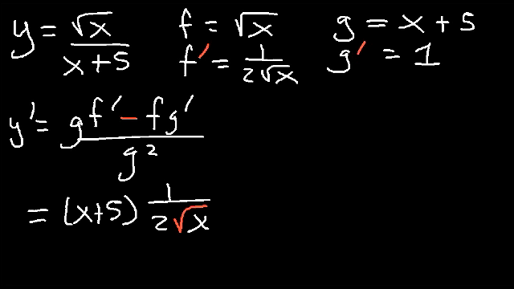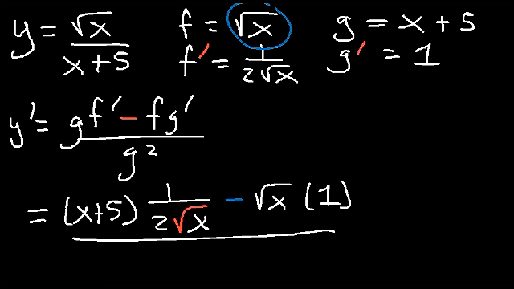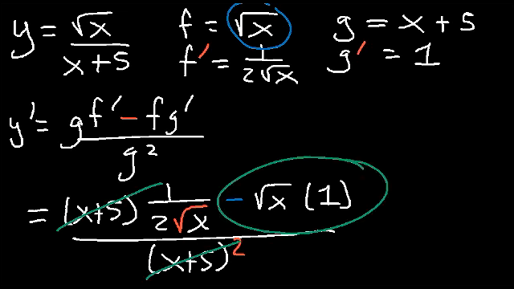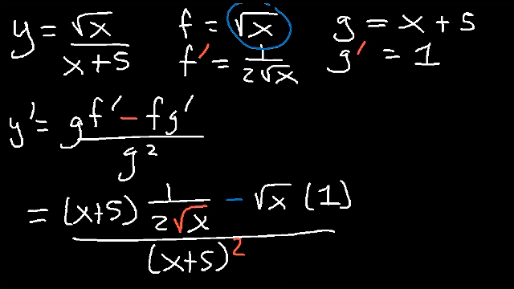And then minus f, which is root x, times g prime, which is simply 1, divided by g squared, which is x plus 5 squared. By the way, you cannot cancel these, since we don't have an x plus 5 on this term, just in case you were thinking about that.